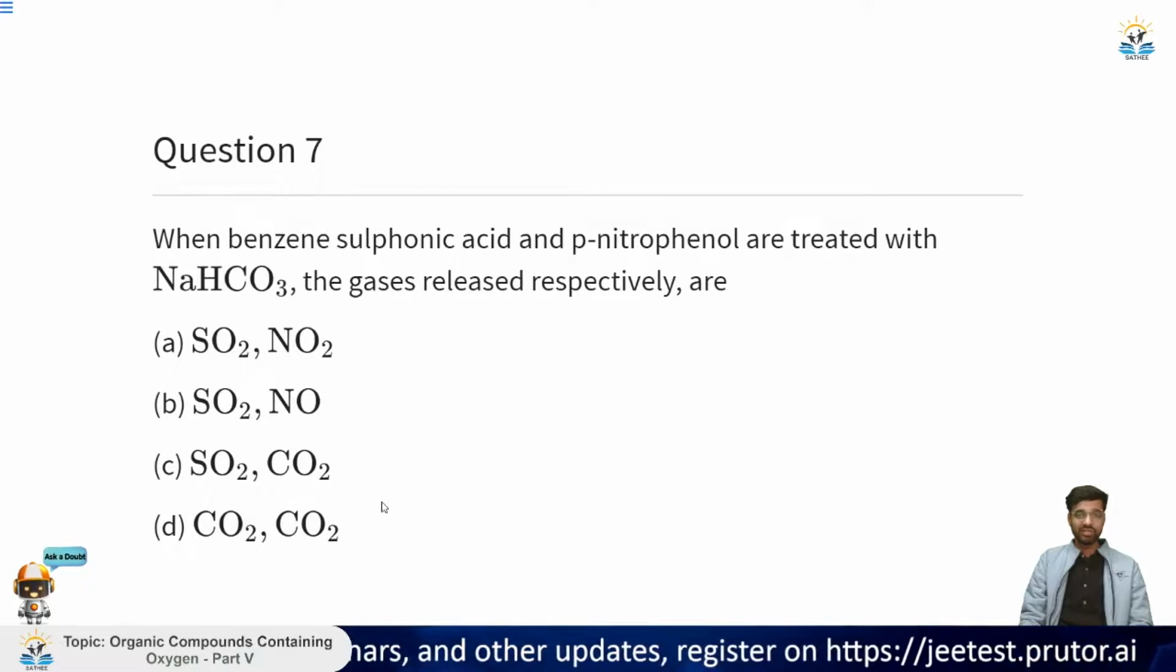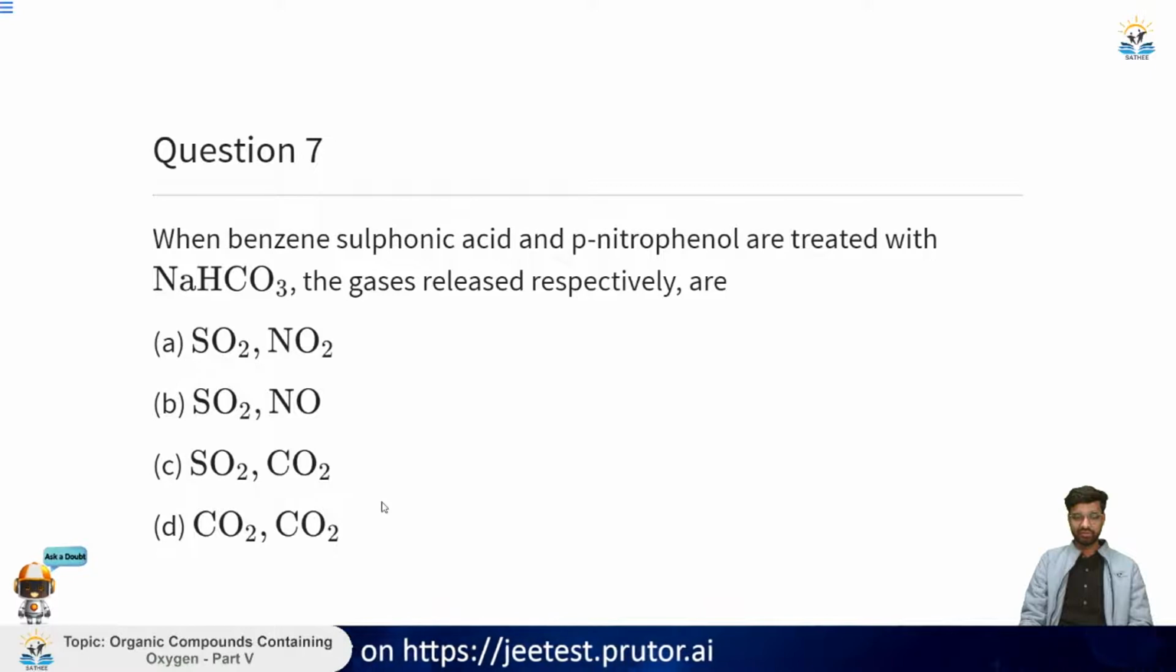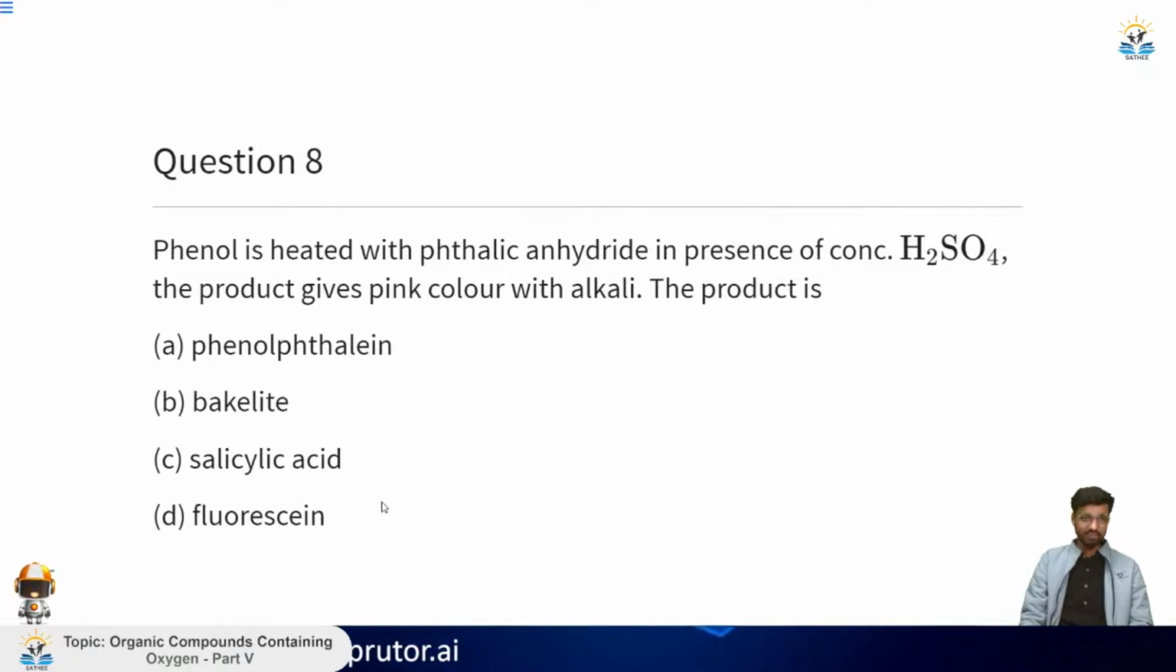Okay, next is: when benzene sulfonic acid and p-nitrophenol are treated with NaHCO3, the gases released are, respectively, what? I have told you this reaction. So NaHCO3 will give you CO2 of course. And for the p-nitrophenol, you can look at it by yourself. Then next, phenol is treated with phthalic anhydride in the presence of conc. H2SO4. The product is.